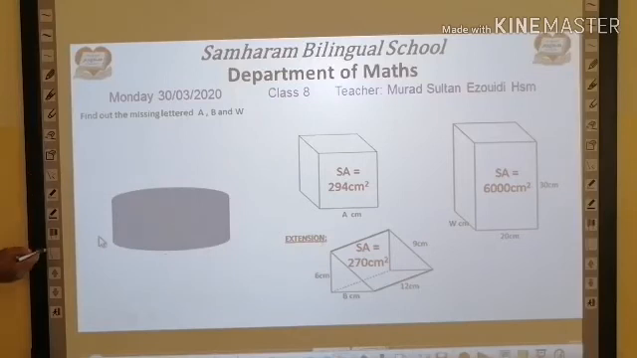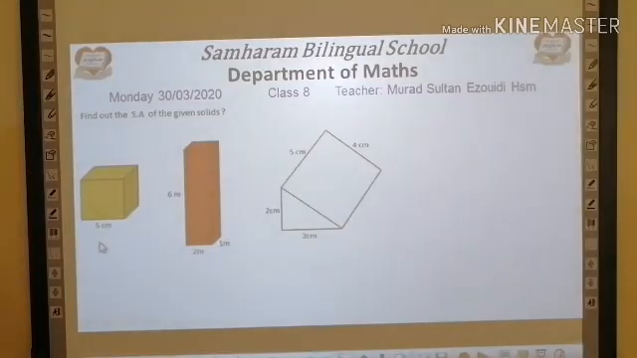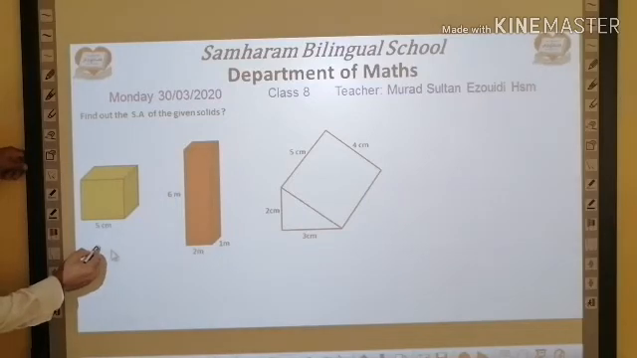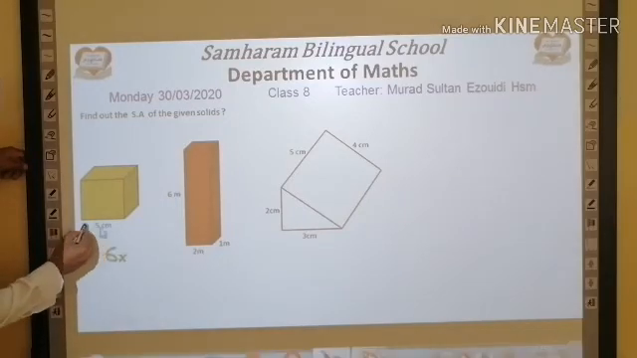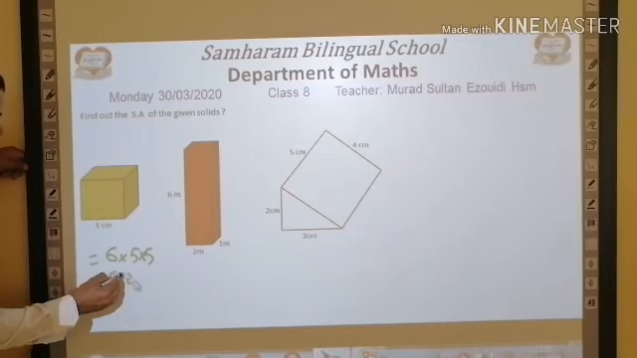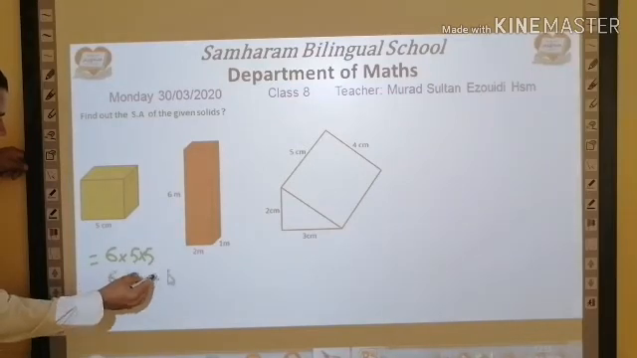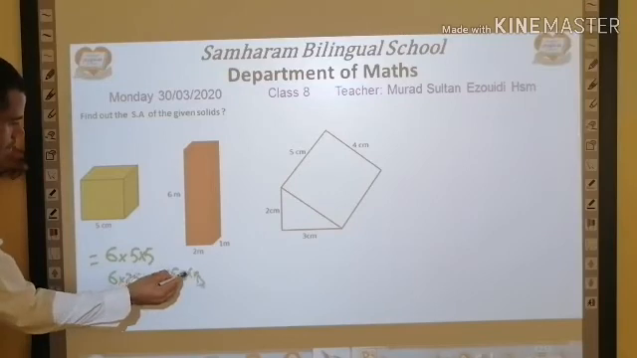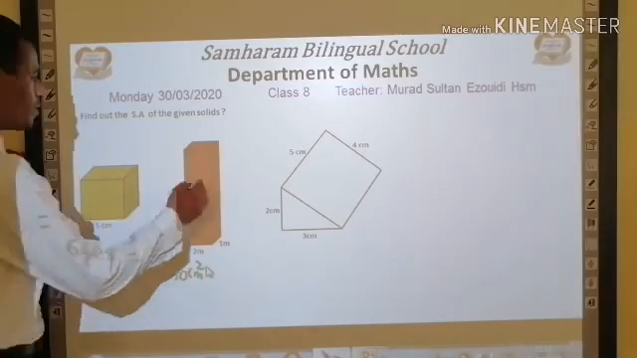Okay. Continue. Now find out the surface area of the following solids. So this one is what? Surface area is 6 multiplied by 5 by 5, equal 6 multiplied by 25, equal 150 centimeter square.